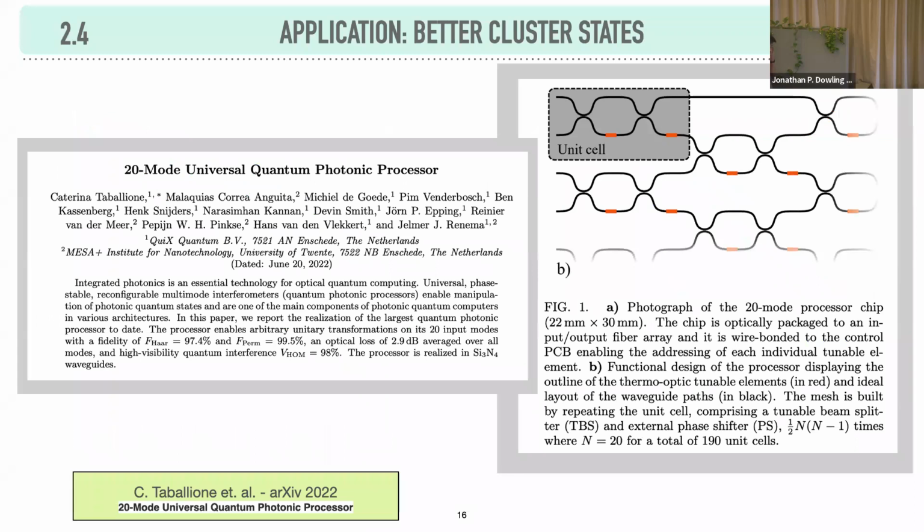Just in the end, I just wanted to briefly mention that I'm at UK, and we have been talking to Andrew White's group about implementing this fusion gate averaging protocol on this Quix photonic processor chip that he has got on loan.